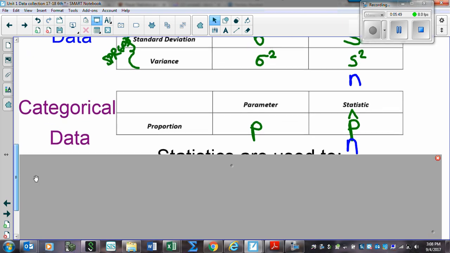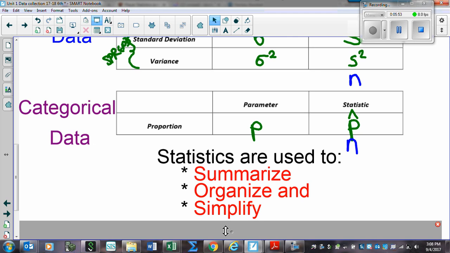Okay, and we use this because what we're trying to do is summarize, organize, and simplify. So this is the written language for these symbols, characterizing characteristics of parameters: mu, sigma, sigma squared, p, and then symbolizing statistics from a sample: x bar, s, s squared, p hat, and n. That's it for now.